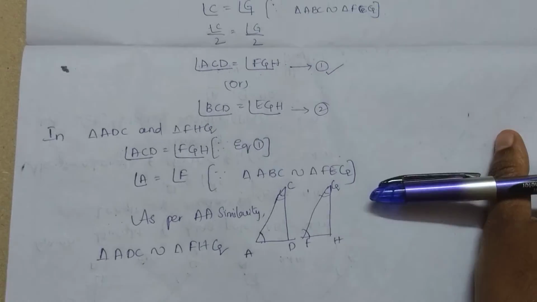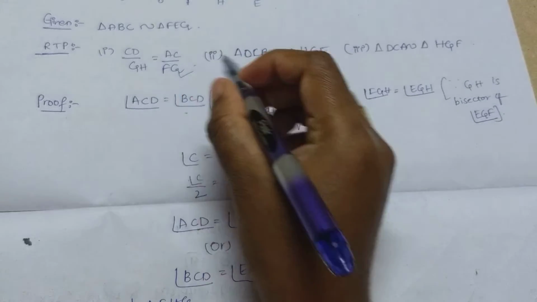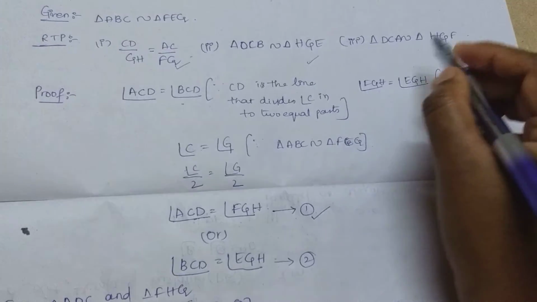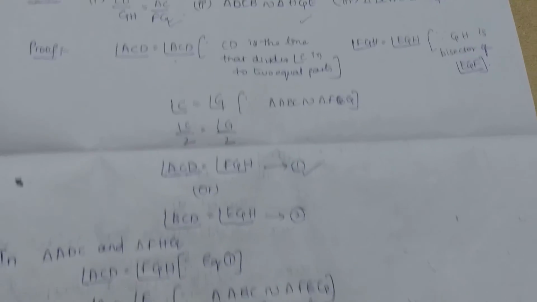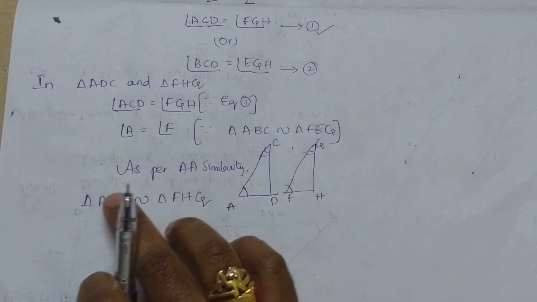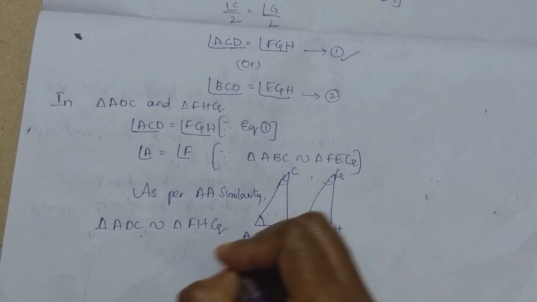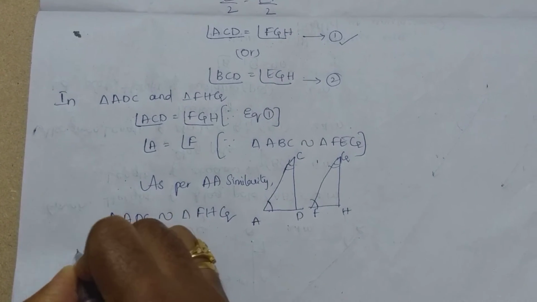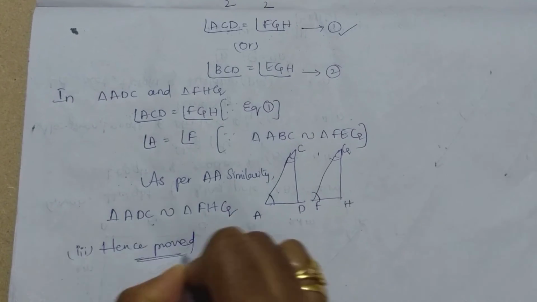Let's see the required to prove part here. In required to prove, the first one is this, we still have to prove. The next one is this, we still have to prove. Let's see the last one. Triangle DCA is similar to triangle HGF. Let's see now what we got. Triangle DCA is similar to triangle HGF. Same thing, right? So hence, the third sub question is proved.